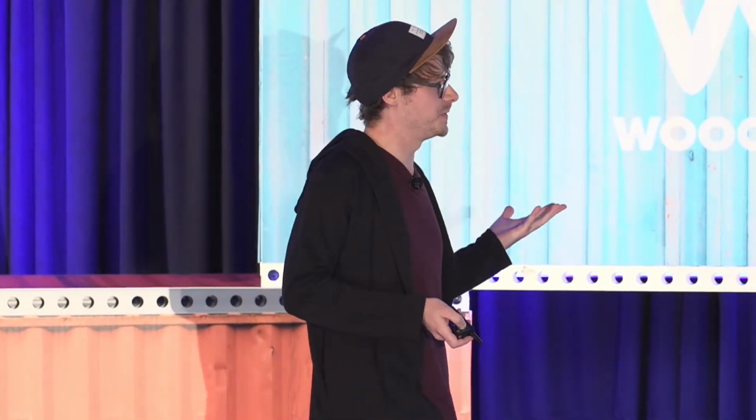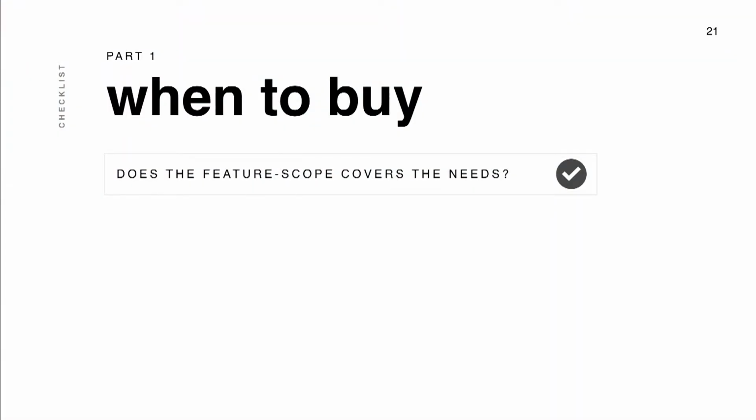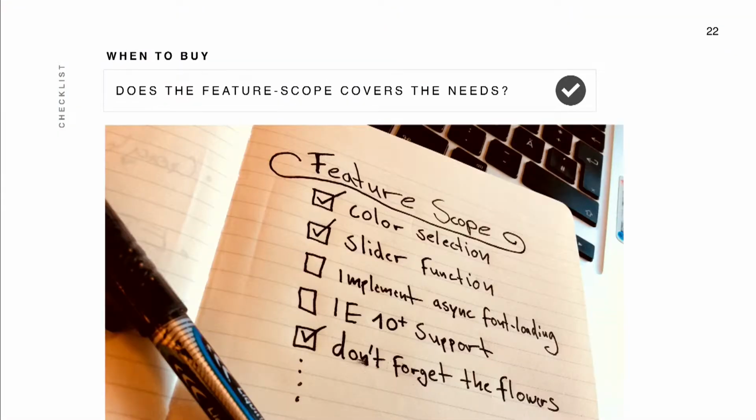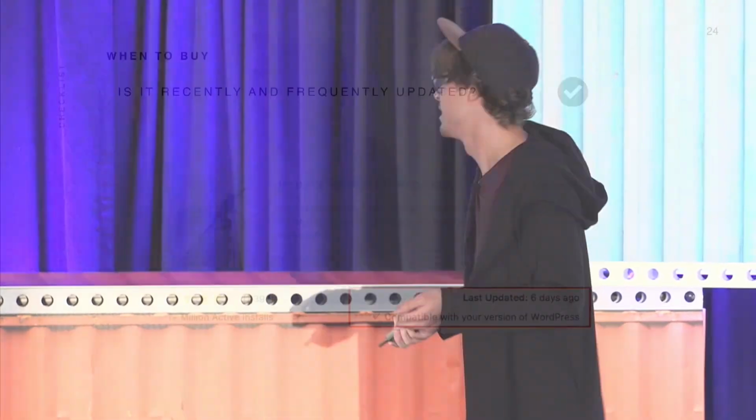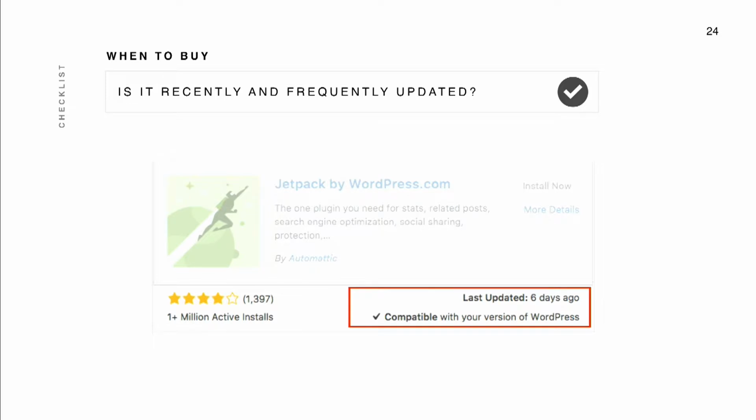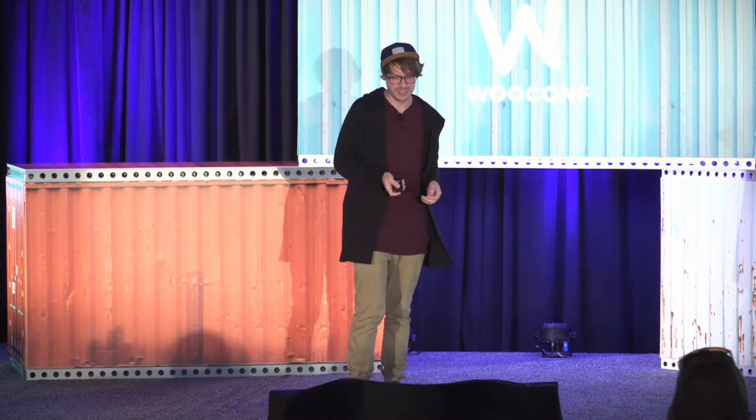So what if you say, yes, we want to buy a plugin? I collected some points for a checklist for myself. The first point is, does the feature scope cover your needs? So it's time to get out the checklist and compare the features of the plugin and how many basic features are matching with the plugin you want. Second, is it recently and frequently updated? I think a good example is this plugin by Jetpack. It was last updated 6 days ago, and it's compatible with the current version of WordPress. So this is nice. It's a good indicator for a nice plugin.